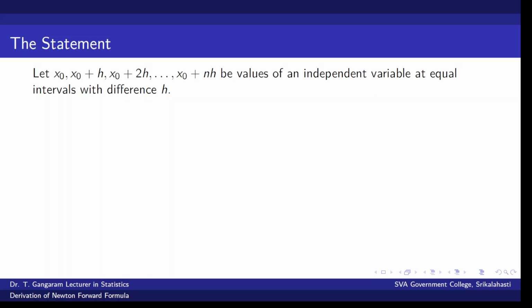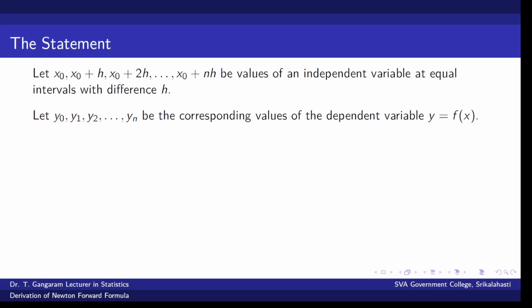Let x0 plus h, x0 plus 2h and so on, x0 plus nh be values of n independent variables at equal intervals with the difference of interval h, and y0, y1, y2, yn be the corresponding values of the dependent variable y is equal to f of x.